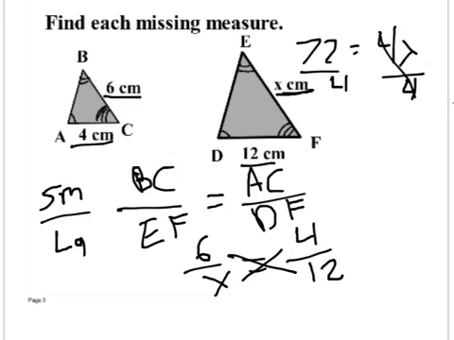4 times the number is 72, so I divide by 4 to find out what that number is. 72 divided by 4. Someone want to raise your hand and tell me. Yes. 8. It is not 8. 18. It is 18. 18 is X. So it is 18 centimeters. So X is 18 centimeters.